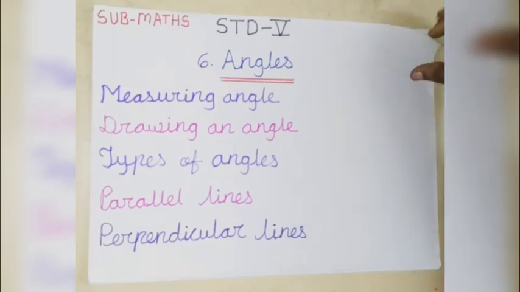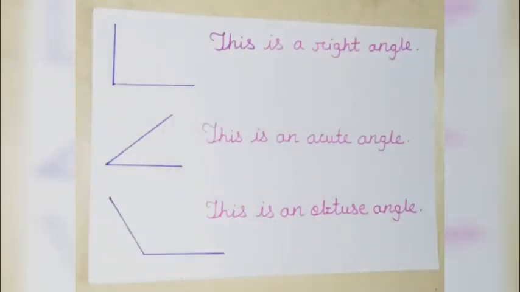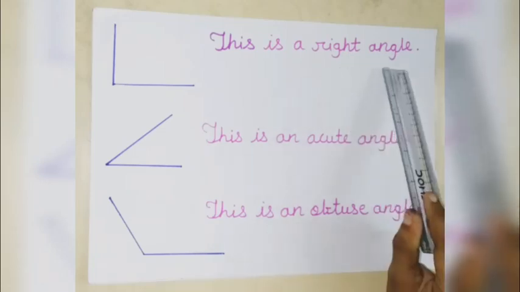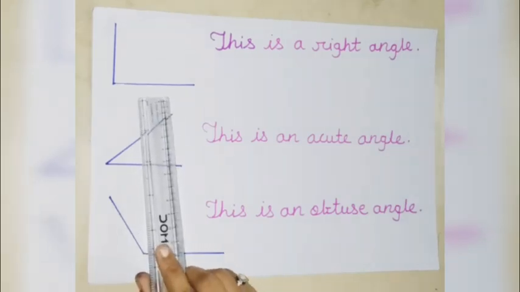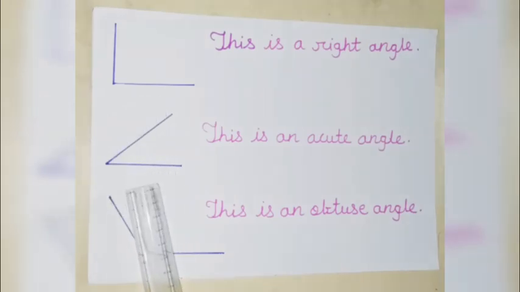Children, you studied about right angle, acute angle and obtuse angle in your previous class. Children, this is a right angle. This is an acute angle. This is an obtuse angle. In this lesson, we will learn more about angles.